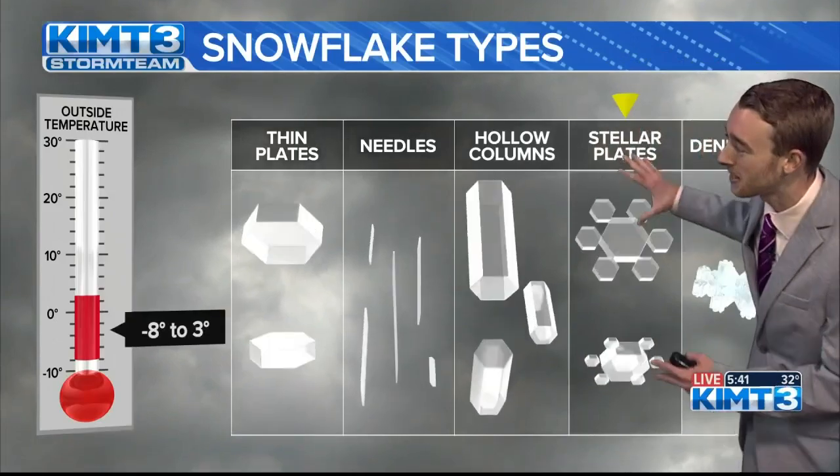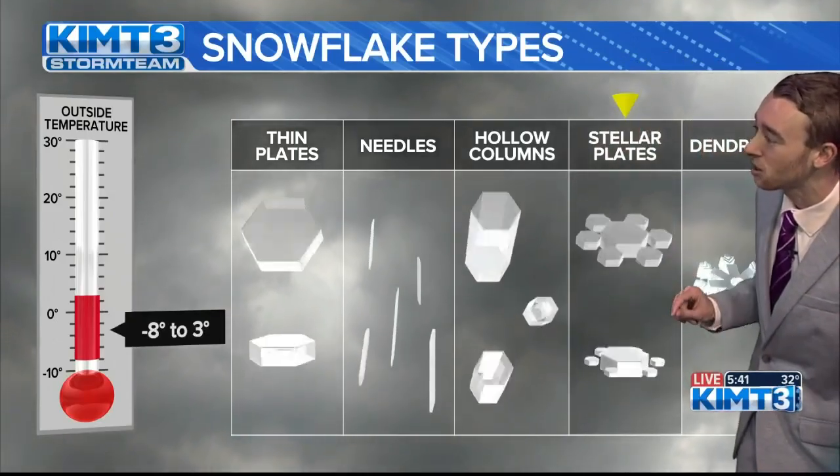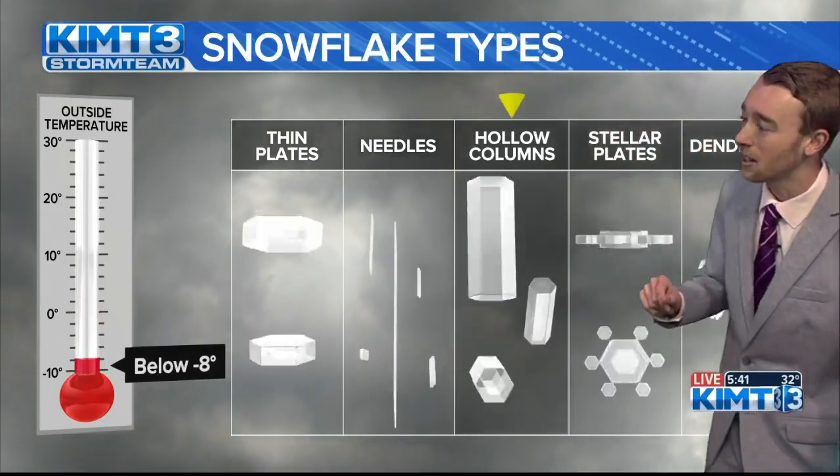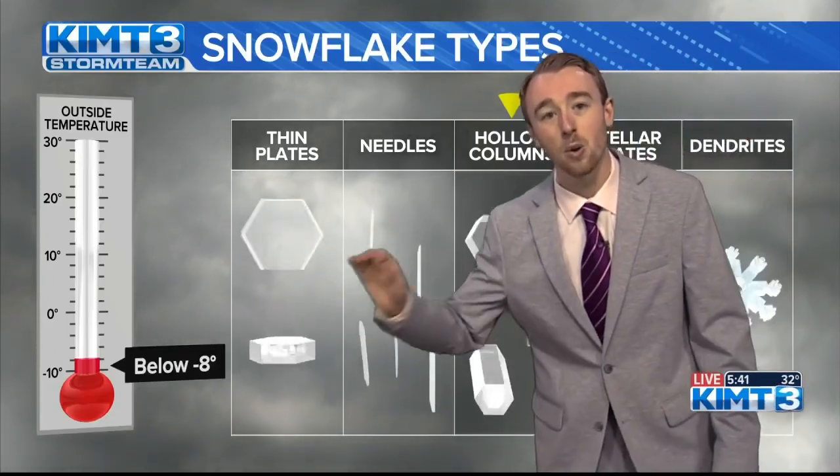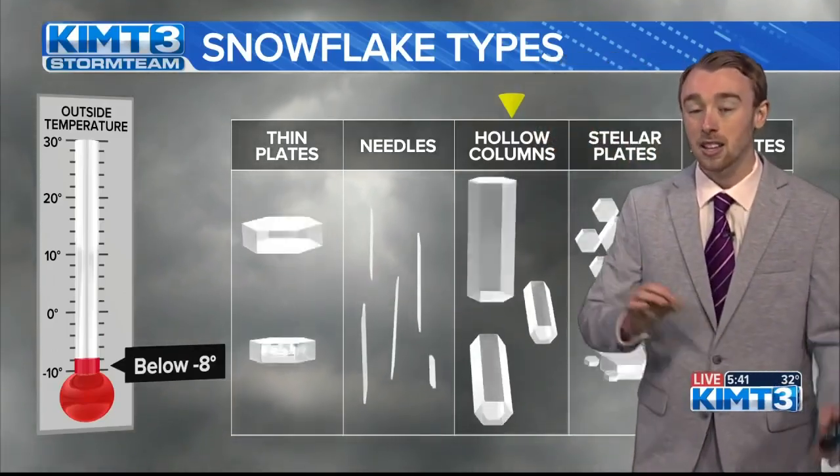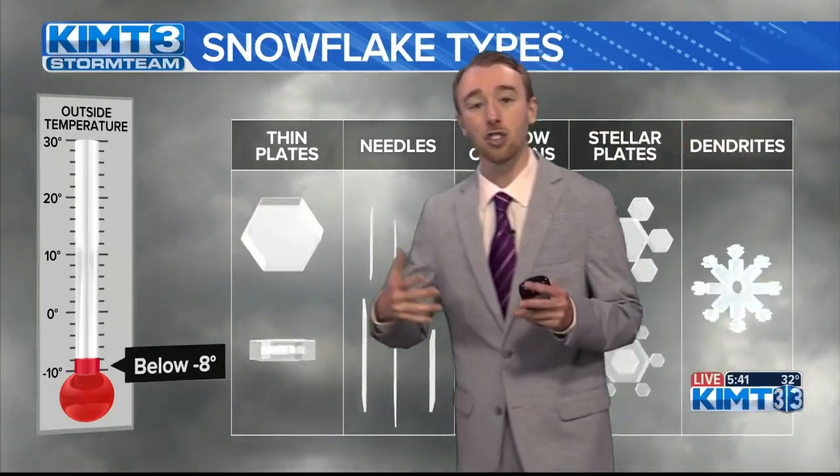Then we go back to the stellar plates around -8 to 3 degrees. Then, of course, the hollow columns, any temperature below 8 below zero. The other thing that really drives this is the humidity.